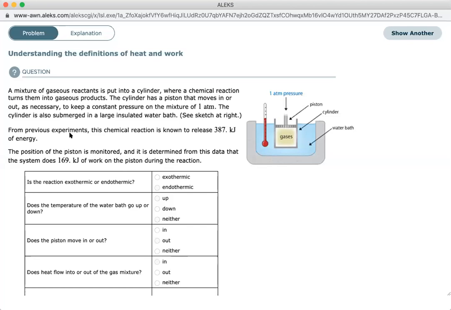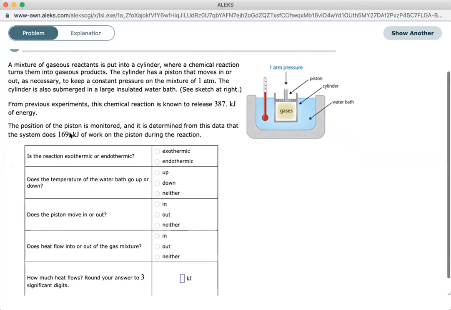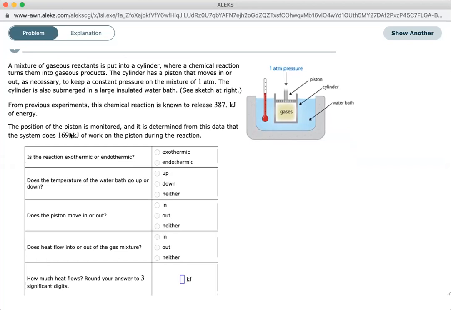We already did the piston. Does heat flow into or out? Well, out of, right? It's an exothermic process. So the heat is flowing out of the gas mixture. And then how much heat, we already just did that calculation, which I forgot the number, but let's come back to it.